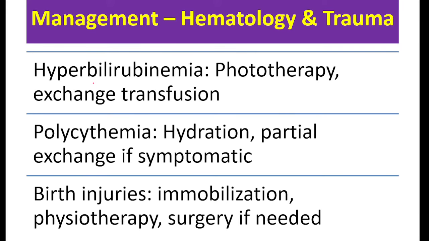Hyperbilirubinemia is managed with either phototherapy or exchange transfusion depending upon the level of bilirubin and the day of life of the newborn. Polycythemia may need hydration, or partial exchange if the newborn is symptomatic. For birth injuries like shoulder dystocia or brachial plexus injury, management can include immobilization, physiotherapy, or even surgery if it is required.